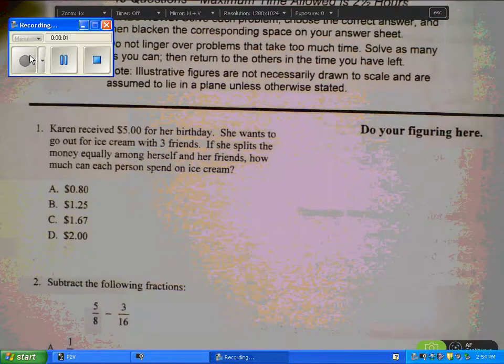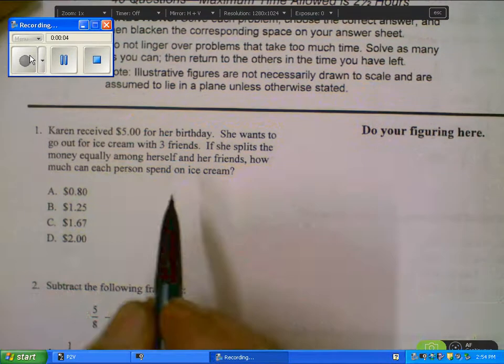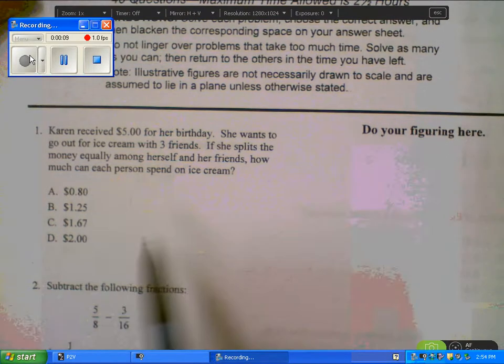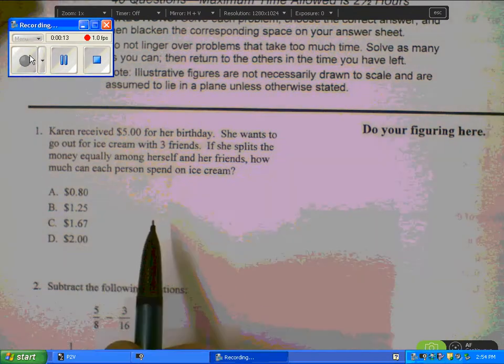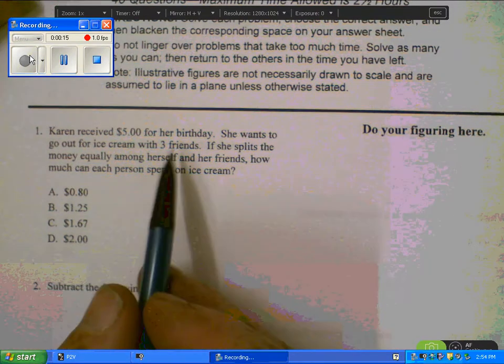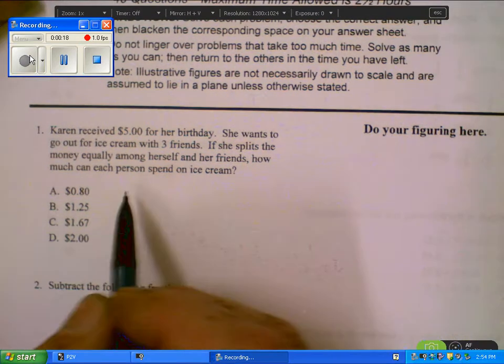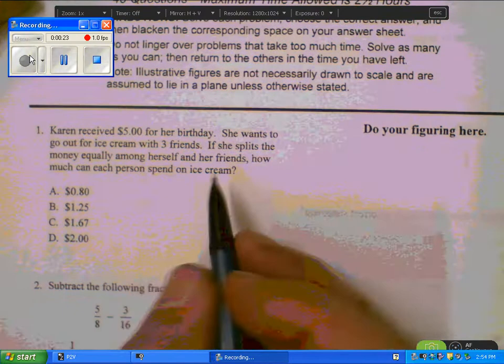First OGT worksheets I passed out to some of you. I'm just going to run through them real quick and give you some ideas on how to do each problem. Karen received $5 for her birthday. She wants to go out for ice cream with 3 friends. She wants to split the money equally with her and her friends. How much can each spend?